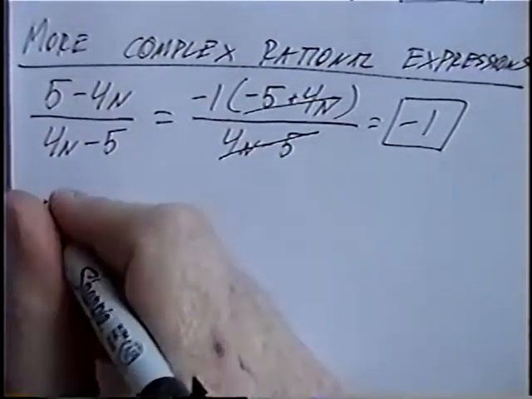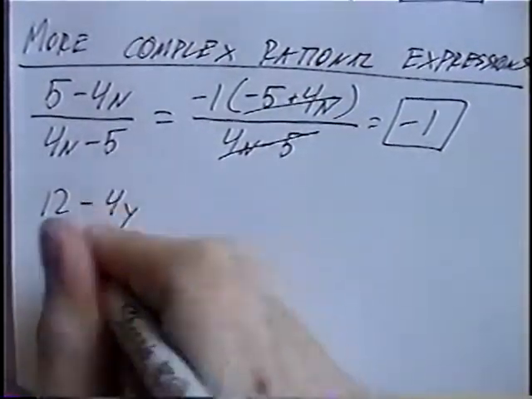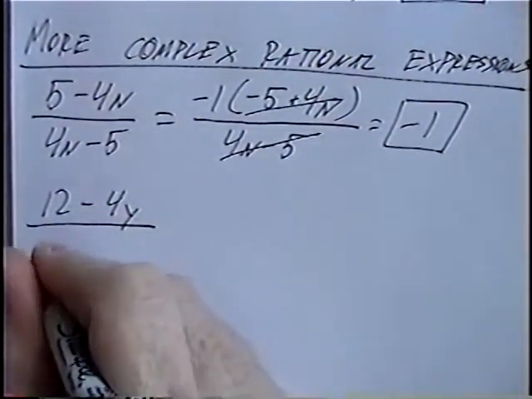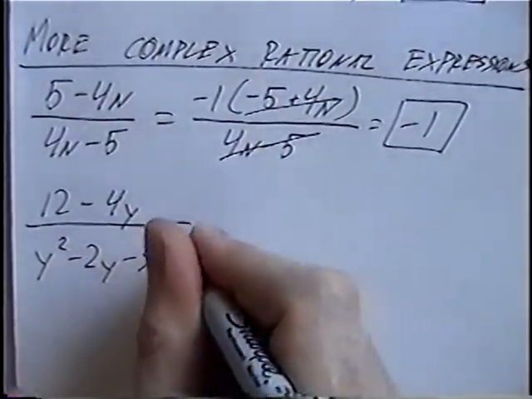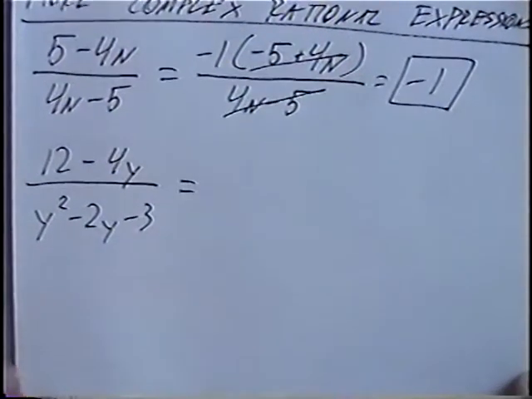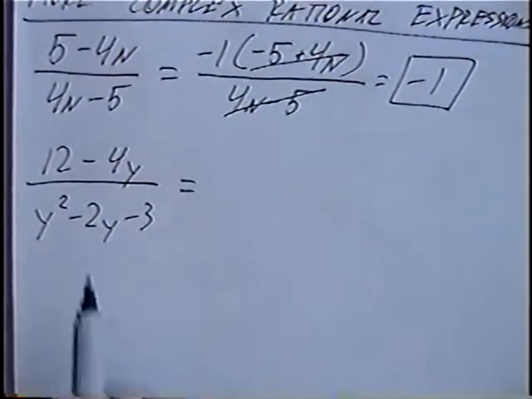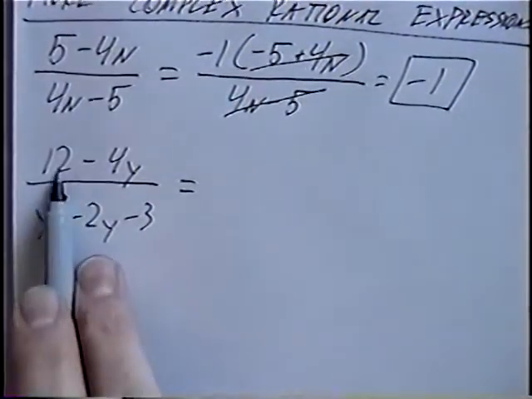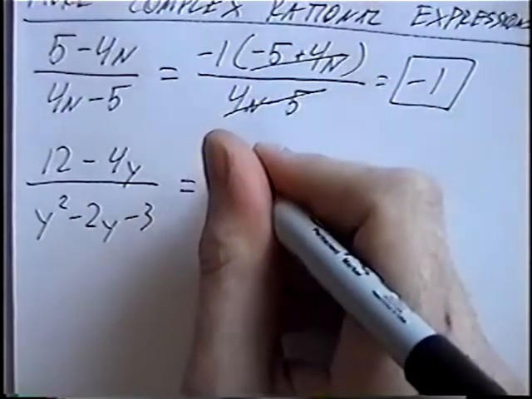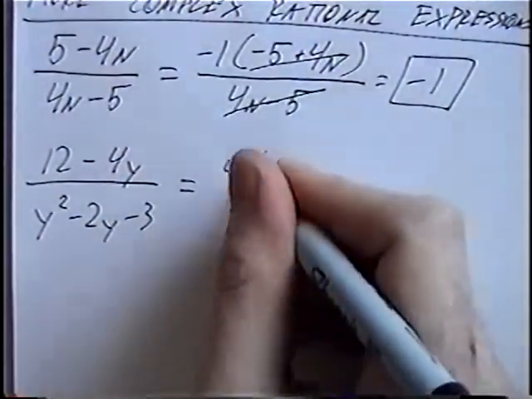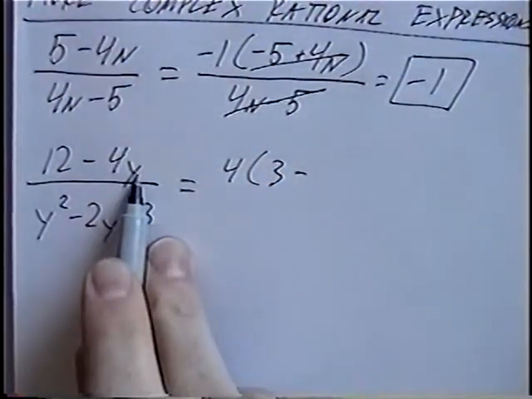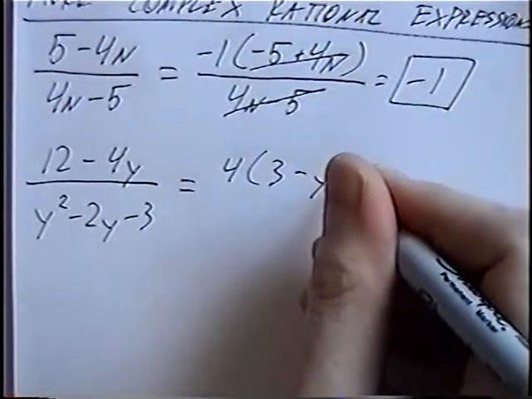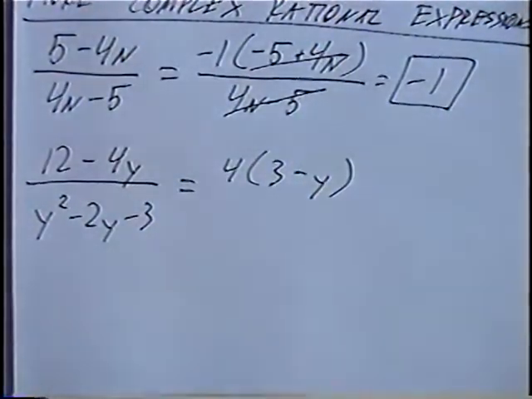Last question for the section. 12 minus 4y divided by y squared minus 2y minus 3. Same steps as before. We'll factor the numerator and then we'll factor the denominator. The numerator, we have two numbers, 12 and 4. We can factor out a 4 from each of those. Dividing by 4, we're left with 3 minus y.